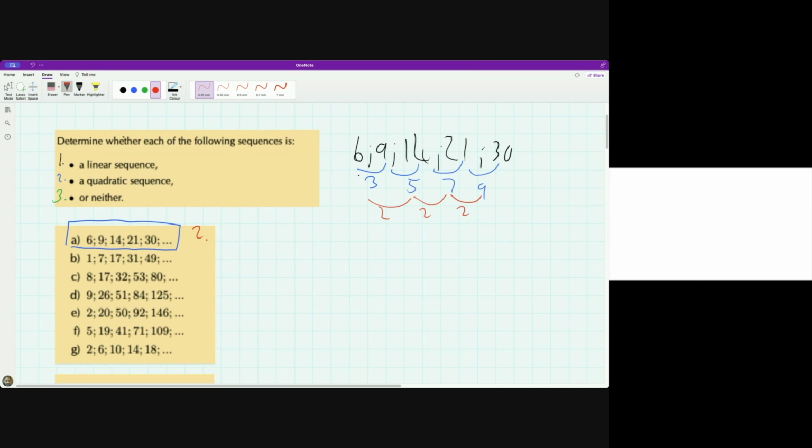All right, now let me choose a different one. What about this one over here? What about E? Is that a number 1, number 2, or number 3? Looks like a bit of a weird one, huh?